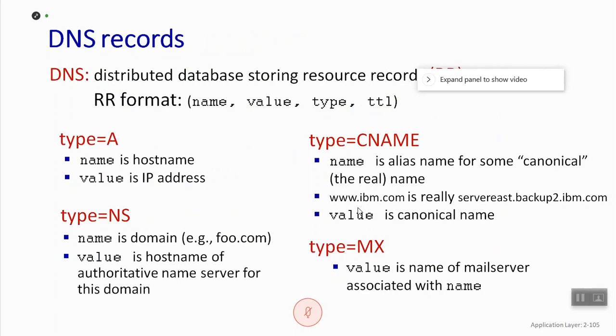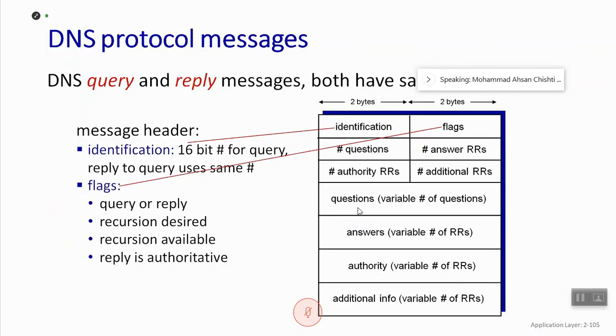This is the DNS protocol message in which we have a query and a reply, and both have the same format. So the DNS query and DNS reply would look similar. The records that are saved, these are saved as MX records.